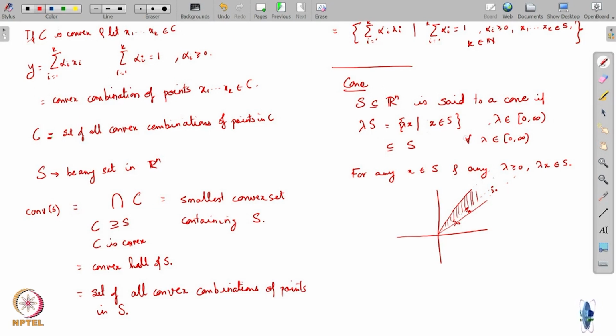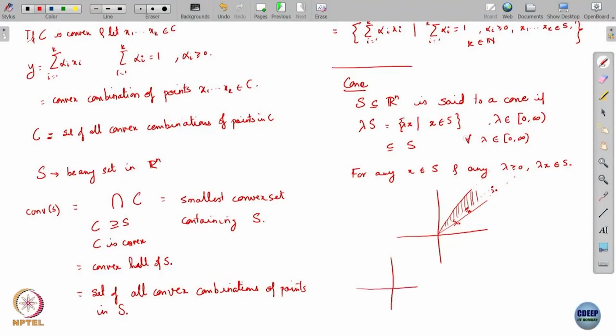Any other examples of cones? Yeah, a line passing through the origin, that is a cone that does not look like a cone, right. So, this is a line passing through the origin, this is also a cone. Okay. Why? Because I can take any point x here, scale it, it lies on the line.